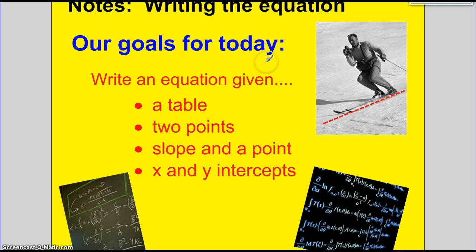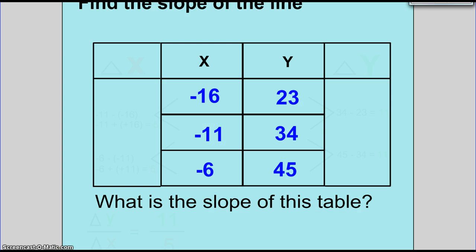Writing the equation, our goals for today is to write an equation given a table, 2 points, slope and a point, and using x and y intercepts. If we want to find the slope of a line, we have to find the change in the horizontal direction and the change in the vertical direction.